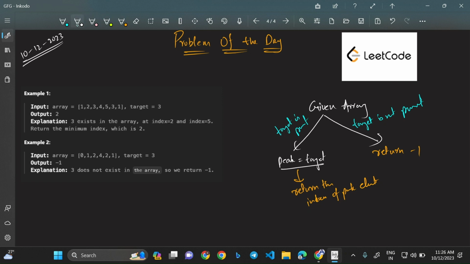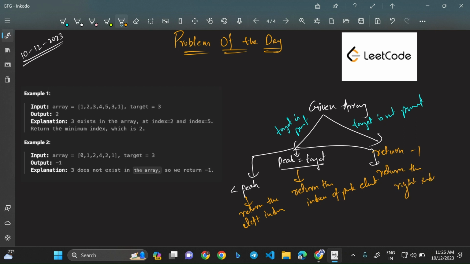So the target is present, but it is in the left segment, so it's less than the peak. Then we'll return the left index occurrence. If it's not present in the left index, then we return the right index. And if it's present in both left and right, then also we'll return the left, because it is the minimum of left and right. That's it. So this is when the target is present.